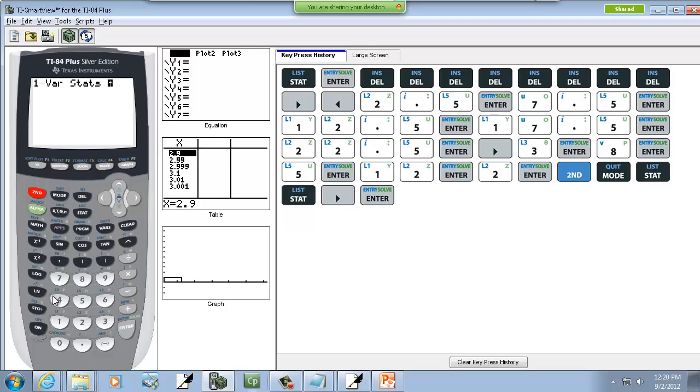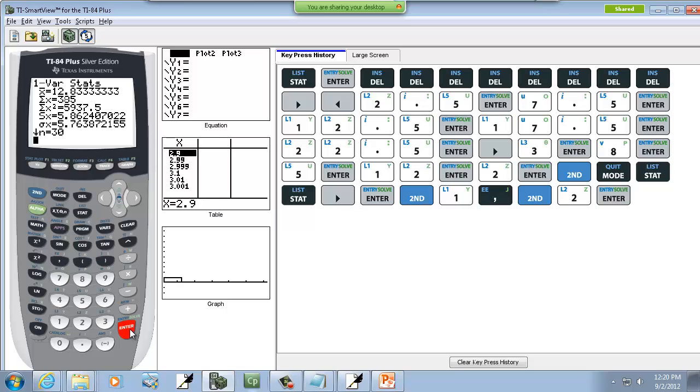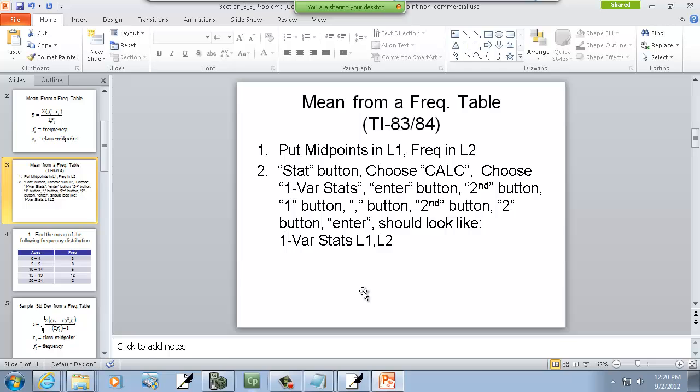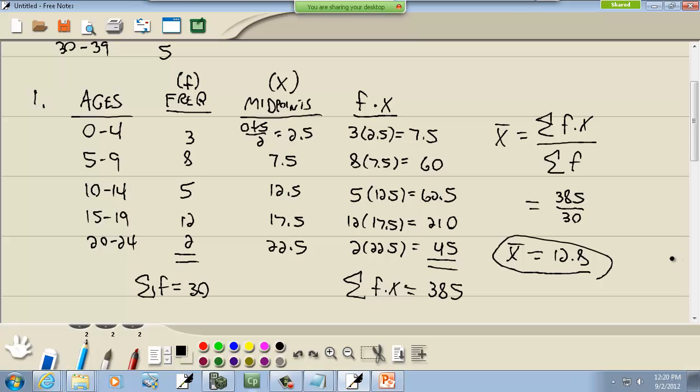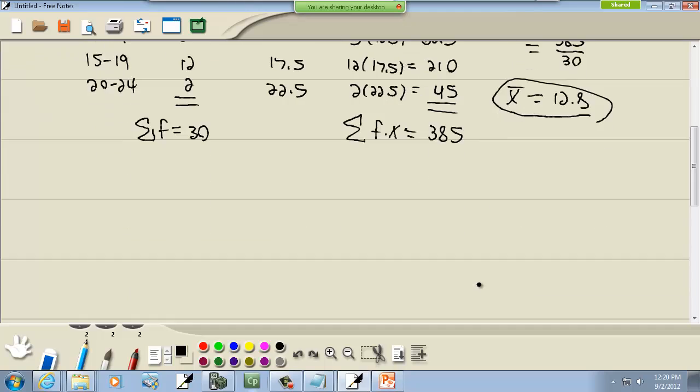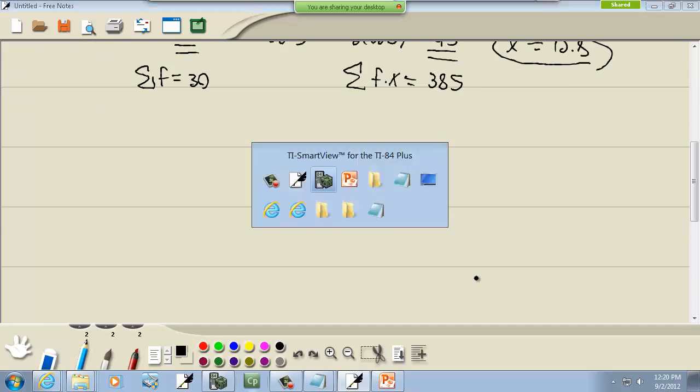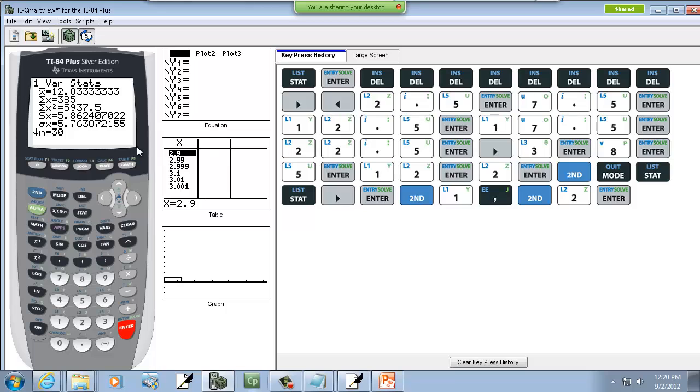So I'll do second 1 to get L1. Comma's right here above the 7, the button above the 7 button. So comma, and then I'll do second 2 for L2. And then push enter. And we see our mean is 12.8, which is what we got by hand. So that's how you find the mean of a distribution table by hand and using the TI-83, TI-84 calculator.